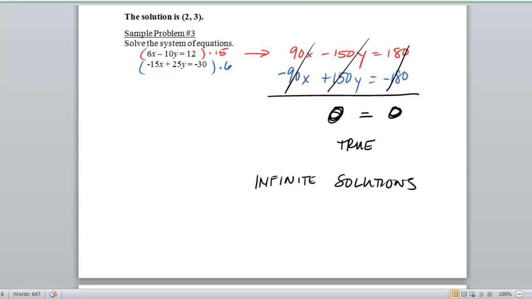And so if you recall back from our graphing lesson, this graphically would look like the same line being graphed right on top of itself. And so infinite solutions would technically be the answer here.